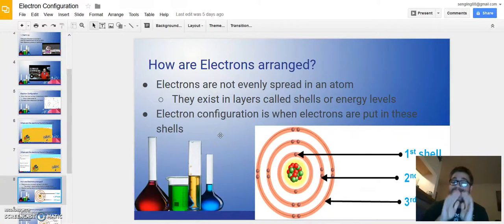Electrons are arranged not evenly around an atom, they're arranged in layers. And we call these layers shells. Right next to the nucleus, we have the first shell. The first shell holds 2 electrons. After the first shell, we have the second shell. The second shell holds 8 electrons. After the second shell, we have the third shell. The third shell also holds 8 electrons.